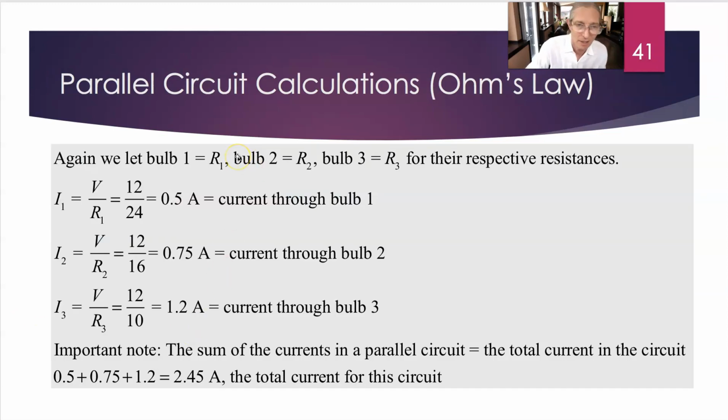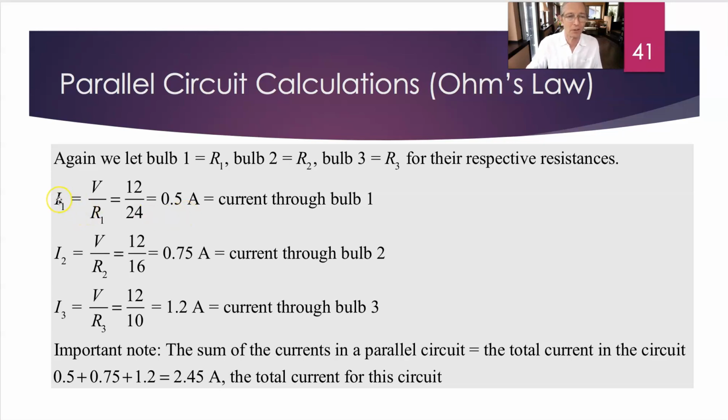Okay, so again, bulb 1 is a resistor, in other words, it brings resistance into its loop. Same with bulb 2 and bulb 3, so we represent them again as R1, R2, and R3 respectively. Any load in any circuit always has resistance. There's no such thing as a resistance-less device in a circuit. Now we want to know what the current is through each one of these bulbs.